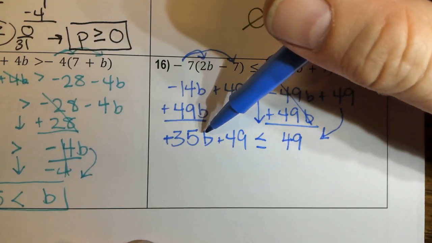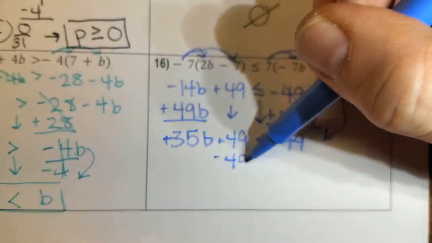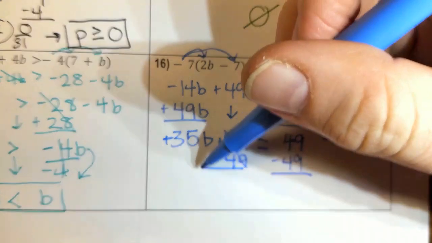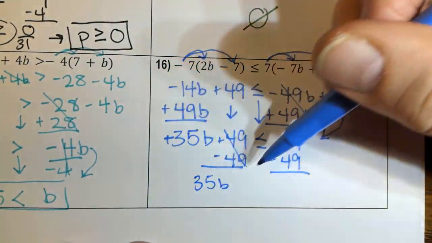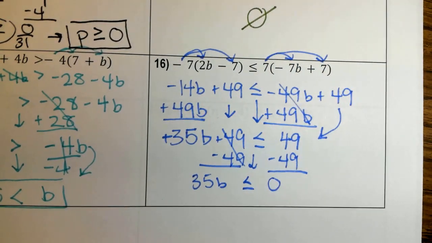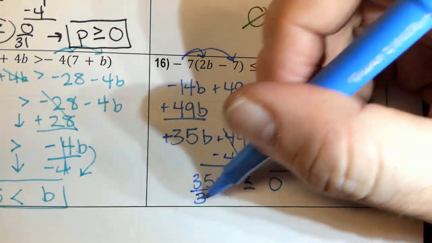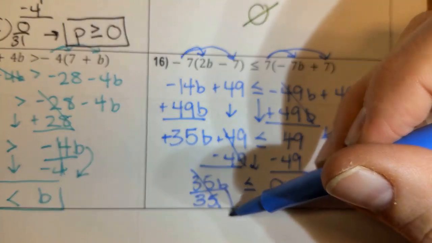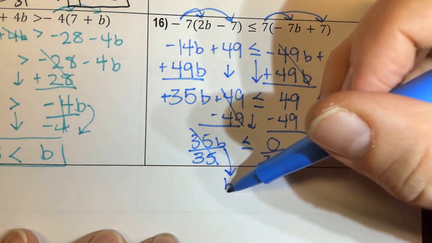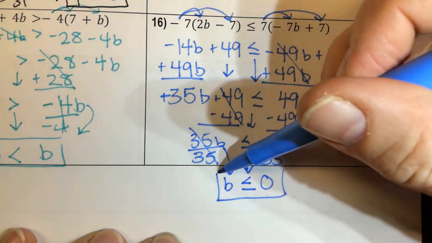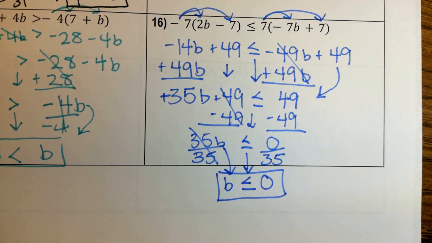Okay, I have b on the left, which means my number has to go to the right. So I have 35b. My inequality is still here. 49 minus 49, oh, that's easy, 0. And I divide. And I'm done. So I have b, right, I'm going to write it way down here. b less than or equal to 0. That is my answer. And that is the end of this video.